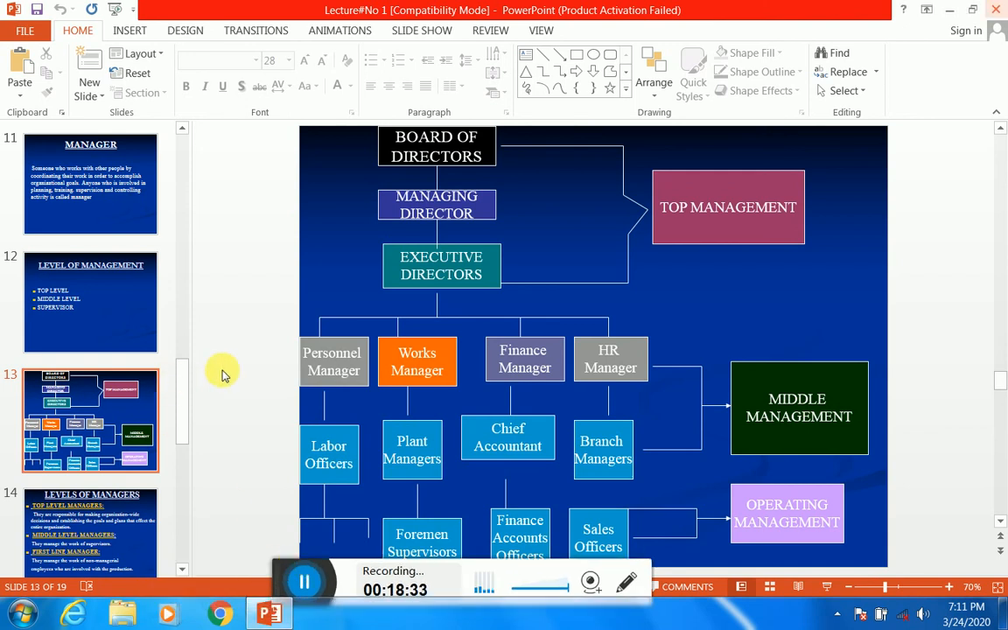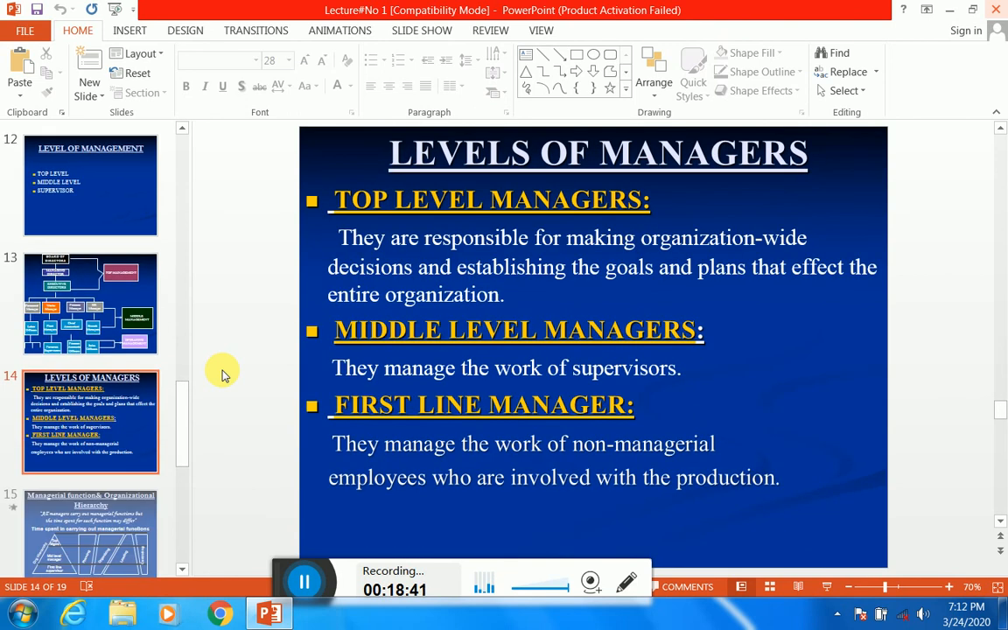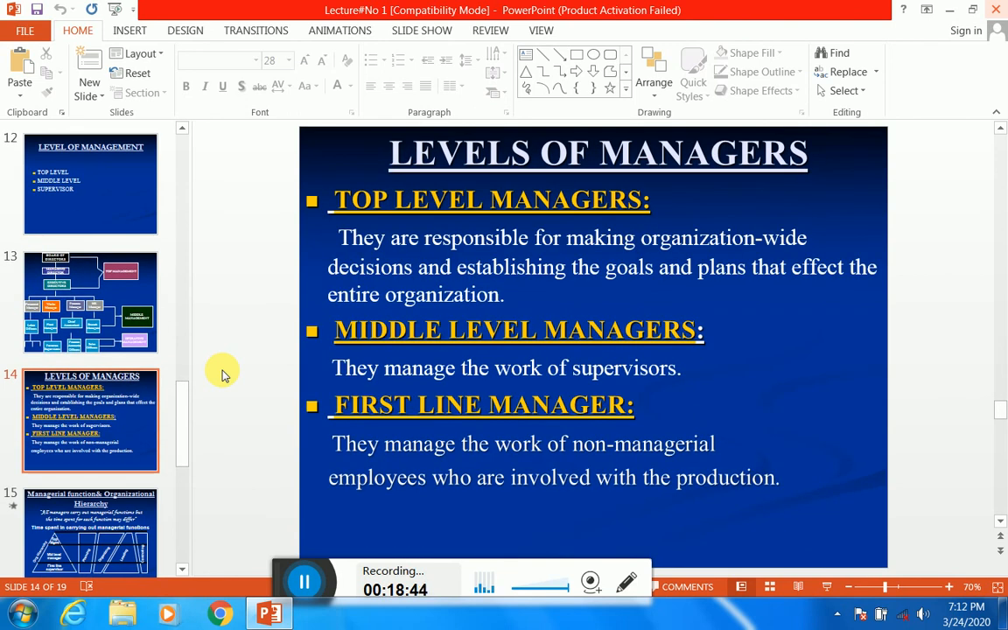Now we are going to start from the top management: what are the operations done by top management, or what is the speciality of top management. Top managers are responsible for making organization-wide decisions and establishing the goals and plans that affect the entire organization. In a very simple way, top managers are a relatively small group of executives who manage the overall organization. They create the organization's goals, overall strategy and operating policies.